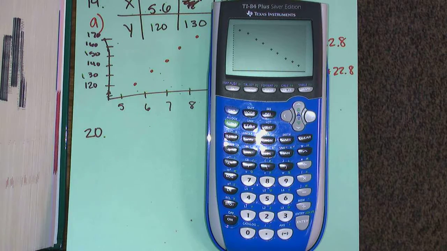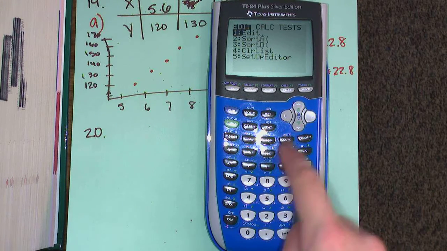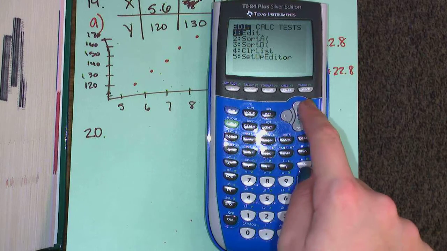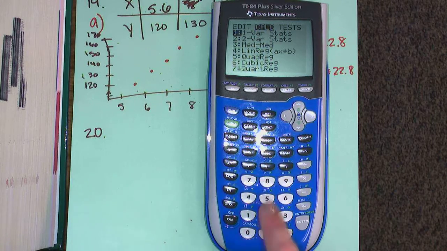Alright, so we have this. So now, if I want to graph the linear regression line, what do I hit to do that? Stat 4 is going to clear my list. Yep.